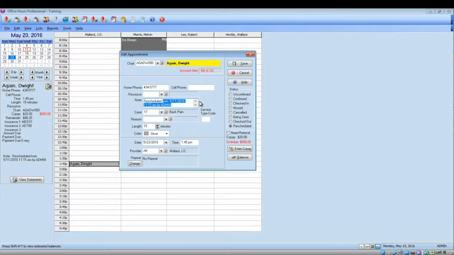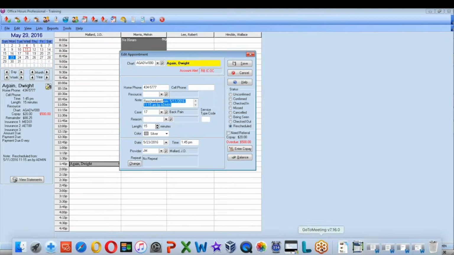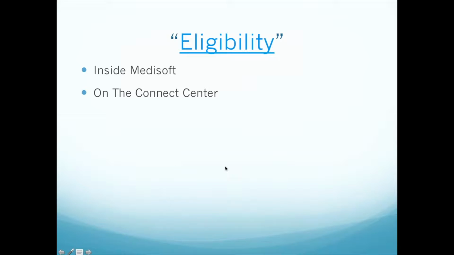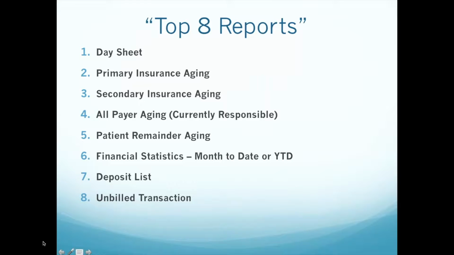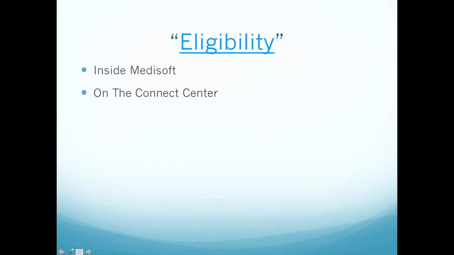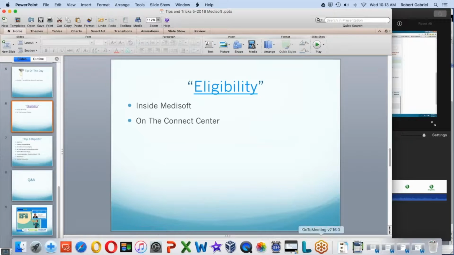So those seconds can add up. Any question on that? The second is eligibility. So eligibility can happen in two different ways. It can happen inside Medisoft, and it can happen using the web, the Connect Center by Relay Health. So there, I'm talking about the way that I recommend it, the built-in eligibility verification.